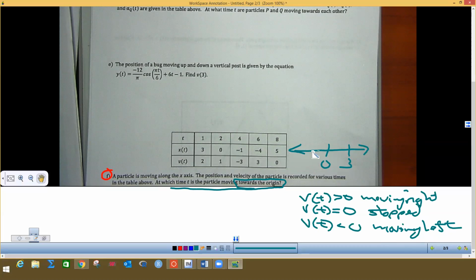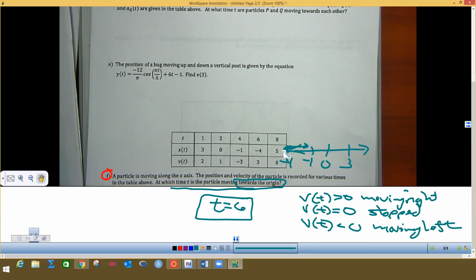Here it says that the object is at the origin and its velocity is 1, so it's at the origin moving right, so it is away from the origin. Here the object is at -1 and the velocity is negative, so it is moving left, so it is moving away from the origin. Here the object's out here at -4 and the velocity is positive, so it's moving right because this is positive. So that would be the one that is moving toward the origin of 0. So the answer on this is t equals 6.